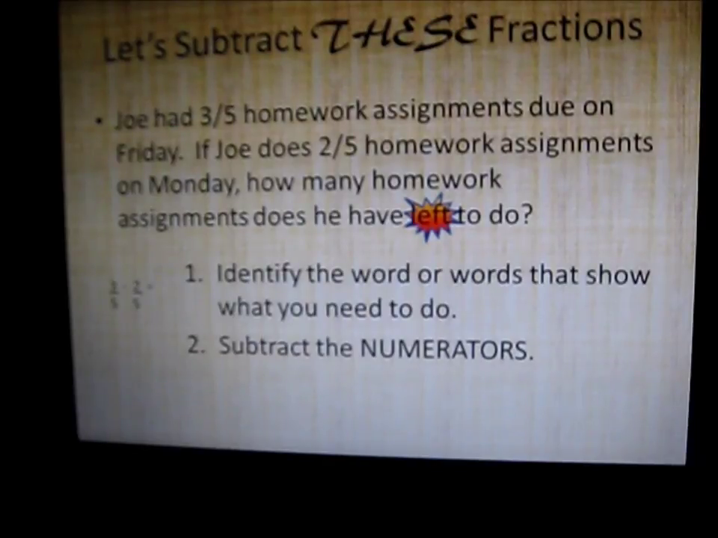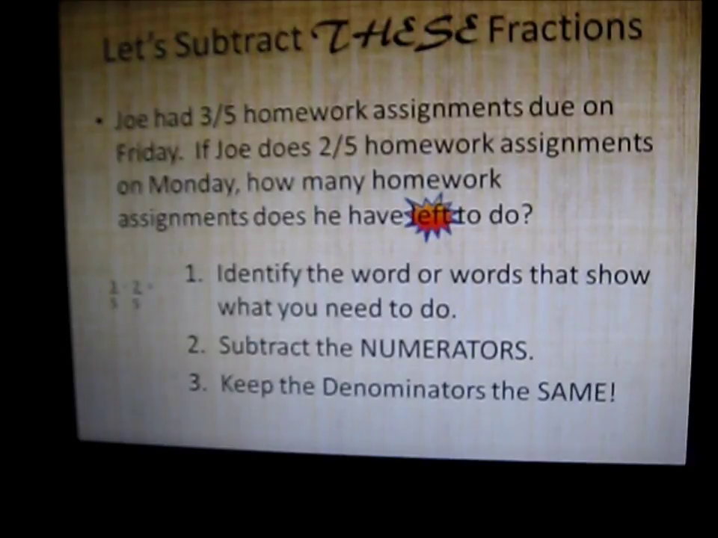Subtract the numerators. 3/5 minus 2/5. Keep the denominators the same. 3 minus 2 over 5. Simplify if needed. 3 minus 2 equals 1, and 5 stays the same. I know that 5 is a prime number, and 1 is the lowest number, so it cannot be simplified.